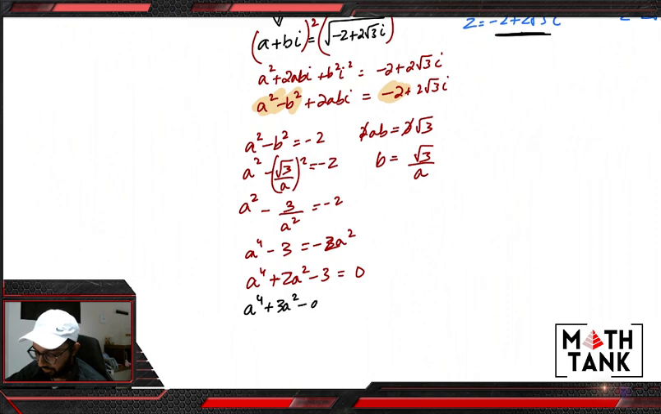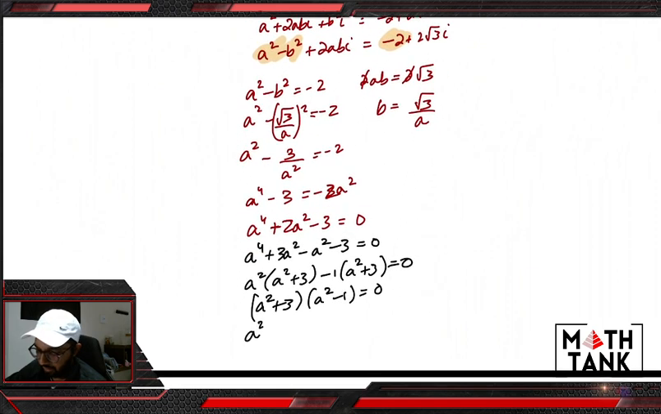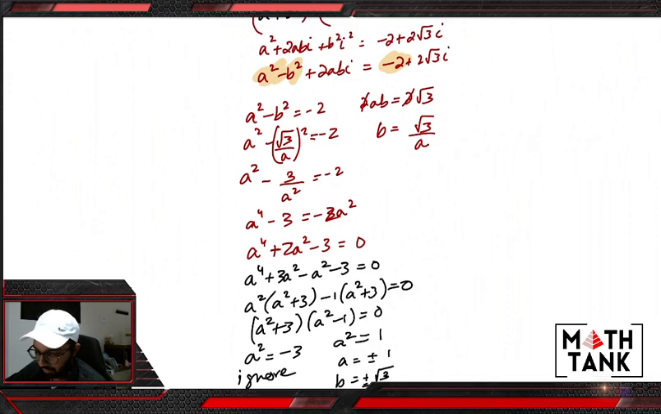I can factorize it simply by saying that this is 3a squared minus a squared minus 3, so a squared plus 3 and a squared minus 1 equals 0. Again, this gives me a as a non-real number, so ignore it. You use this one. a squared equals 1. a is therefore equal to plus minus 1. When a is plus minus 1, b should be either plus minus root 3 depending on the sign.